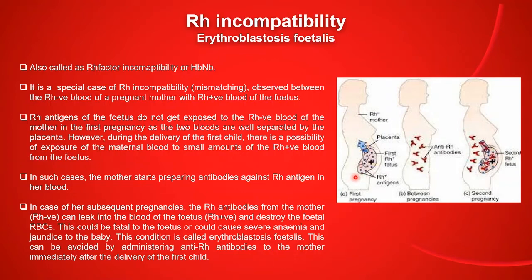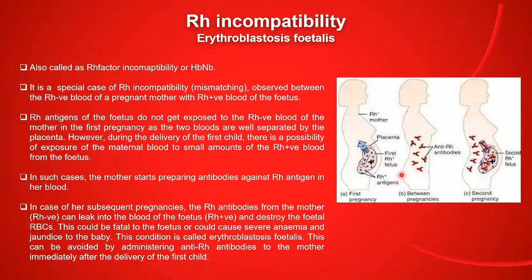So when the anti-Rh antibodies have formed between the pregnancies, during the second pregnancy the Rh antibodies from the mother can leak into the blood of the fetus and destroy the fetal RBCs. This could be fatal to the fetus and can cause severe anemia and jaundice in the baby. This condition is also called erythroblastosis fetalis, and it can be avoided by administering anti-Rh antibody to the mother immediately after the delivery of the first birth.